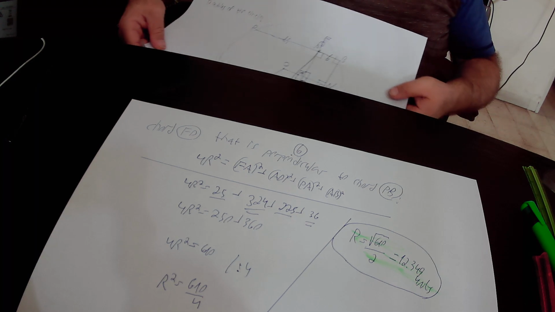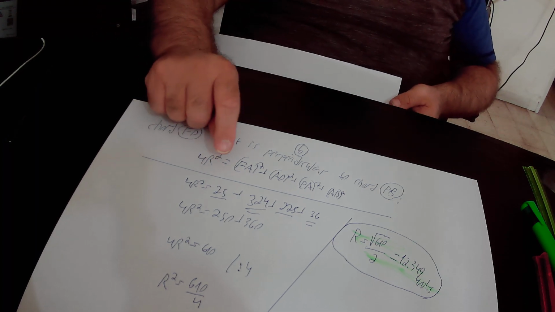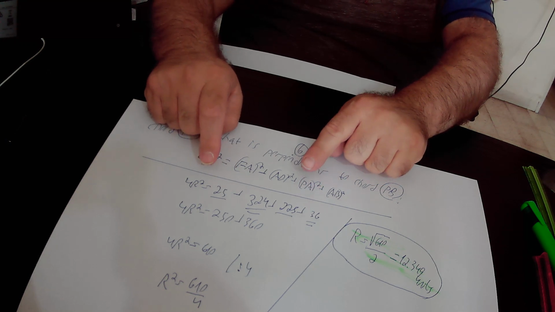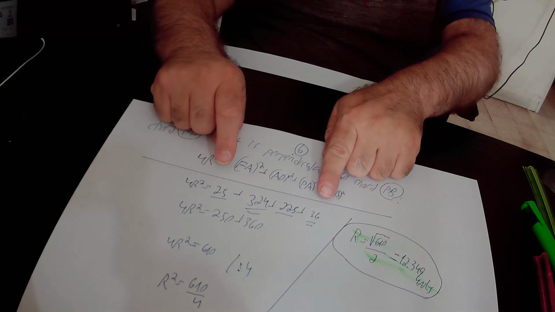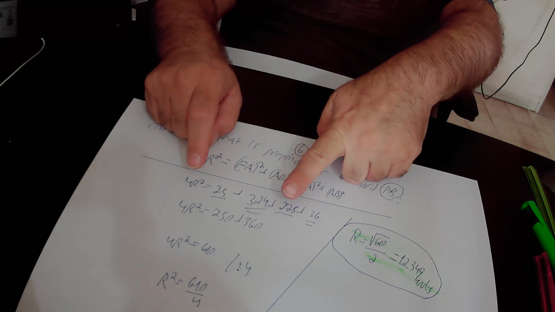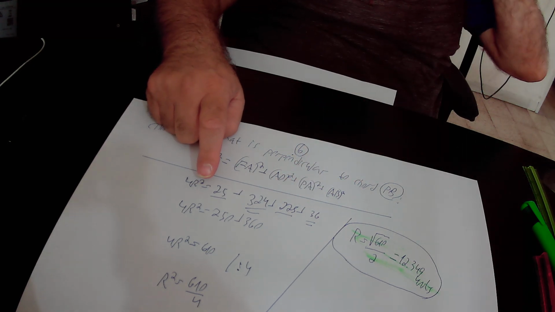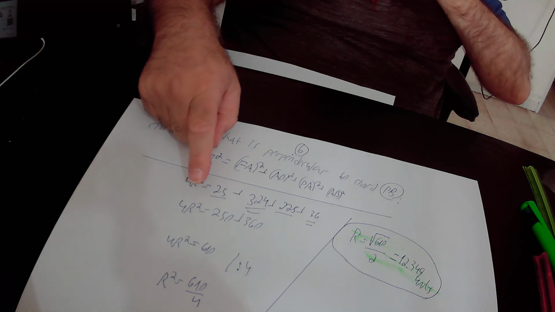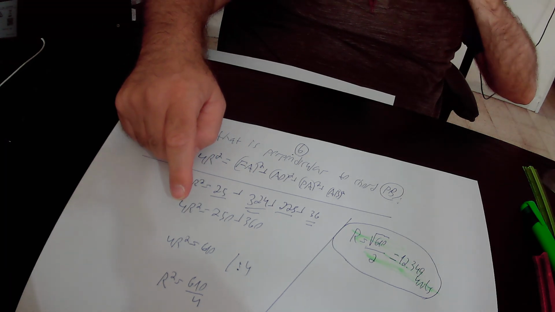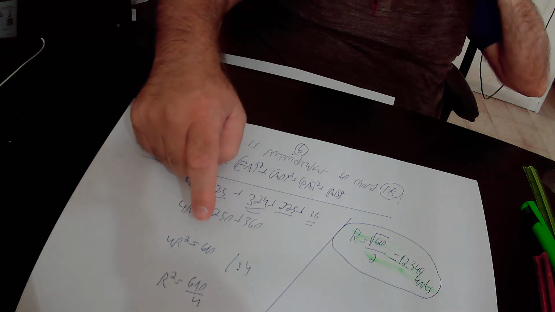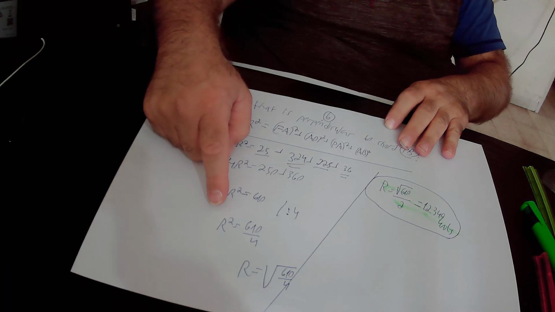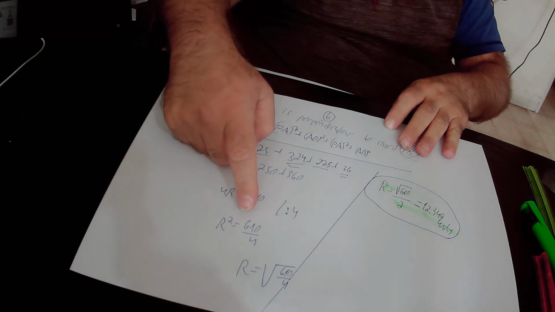So in conclusion, we found out that 4r squared equals 25 plus 225 is 250, plus 324 plus 36 is 360. So 250 plus 360 is 610. So in conclusion, we found out that 4r squared equals 610. Here we divided this equation by 4 and we found out that r squared equals 610 over 4.